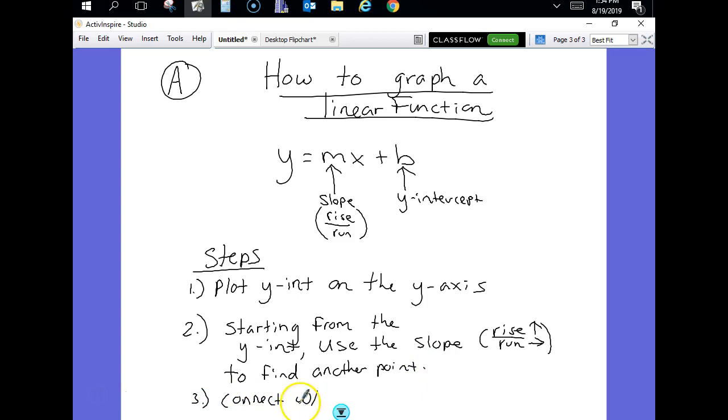Are you guys cool with me putting W with a slash? That means with, right? Yeah. Okay, so connect with a line. If I use a symbol you guys aren't familiar with, just ask me, I'll tell you what it is.